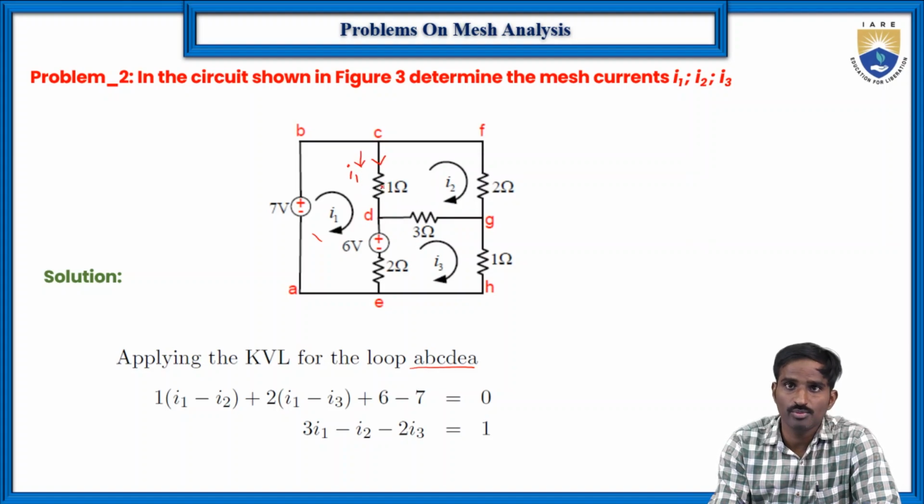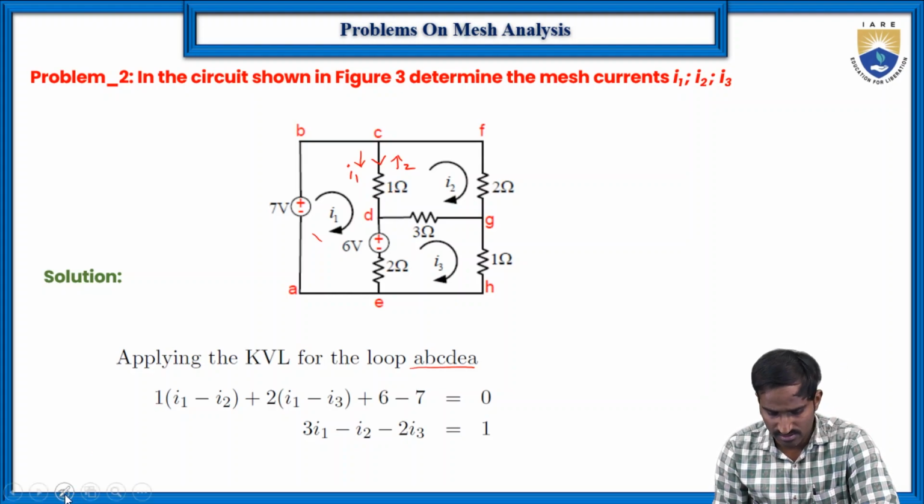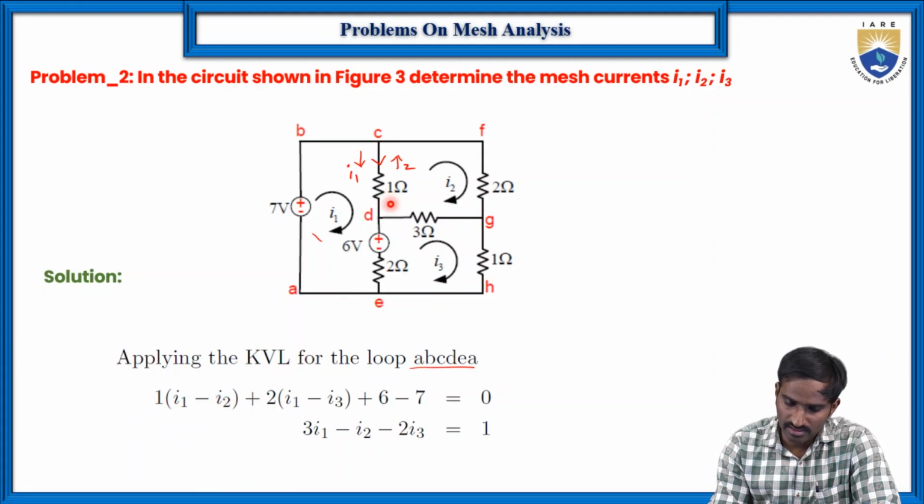But in this 1 ohm resistor, current I2 is also flowing, but in the opposite direction. So that's why V is equal to I into R, where I is I1 minus I2 and R is 1. So here it is 1 into I1 minus I2, plus, and then again the 2 ohms resistor is there.